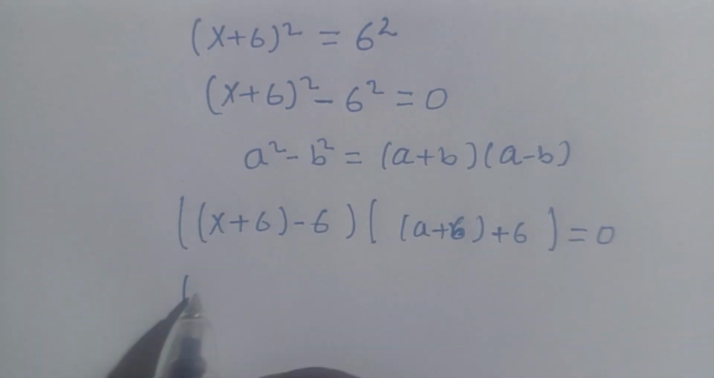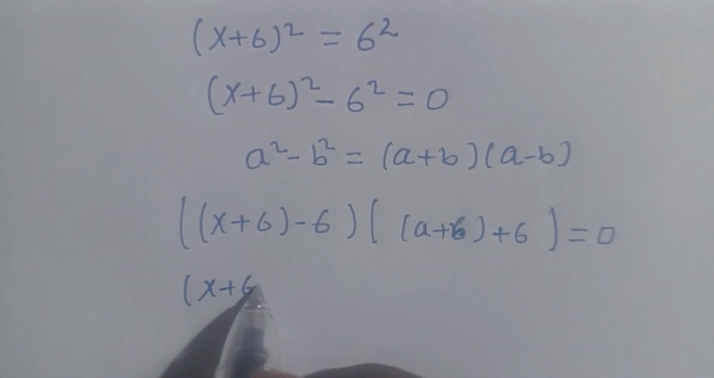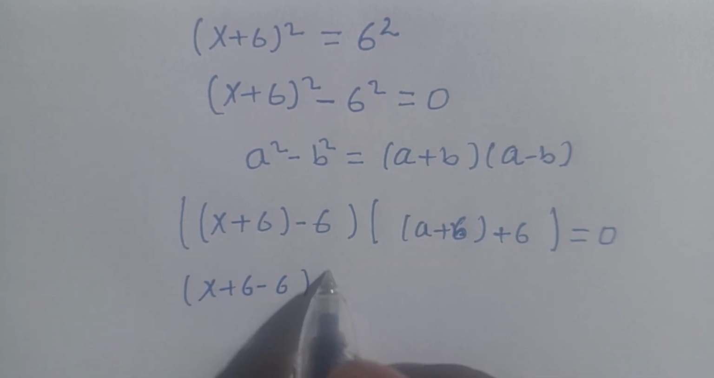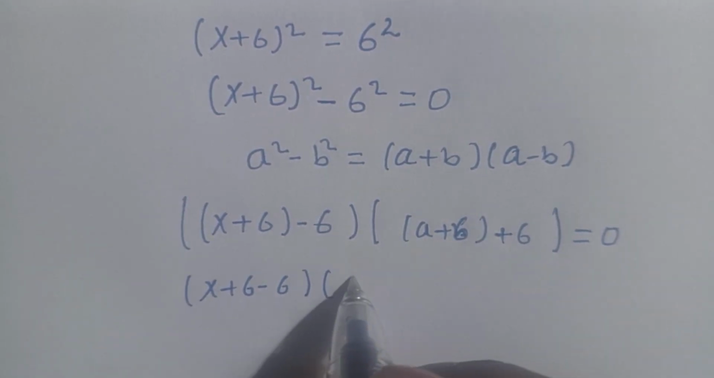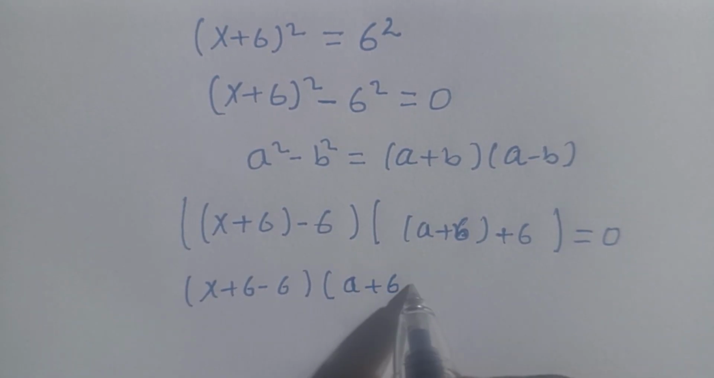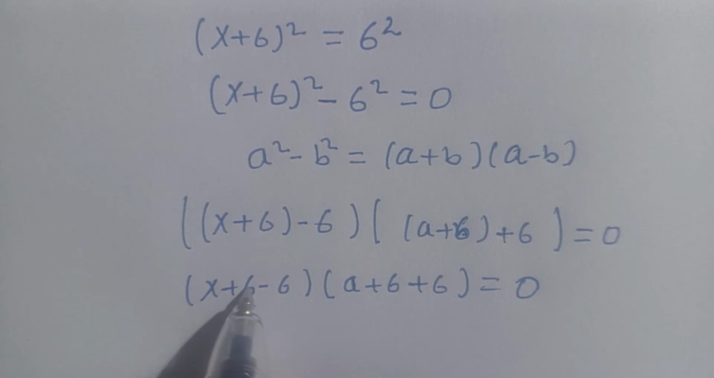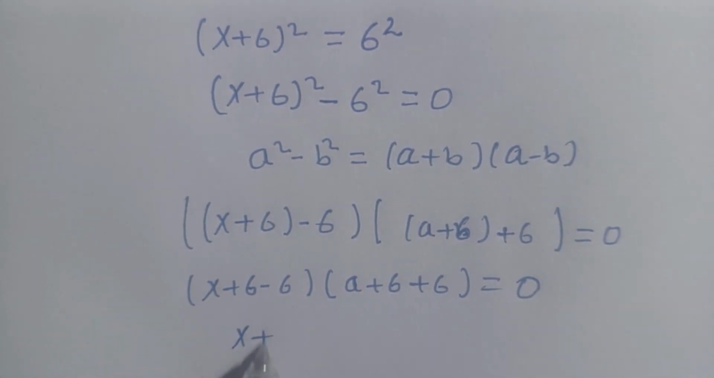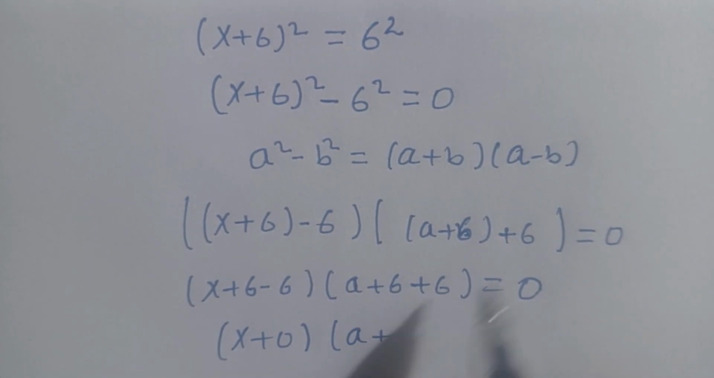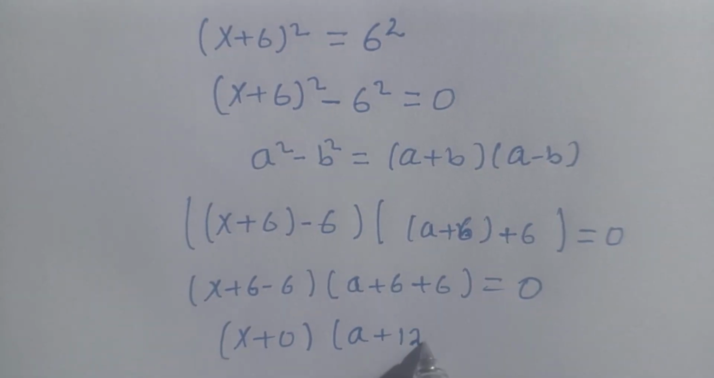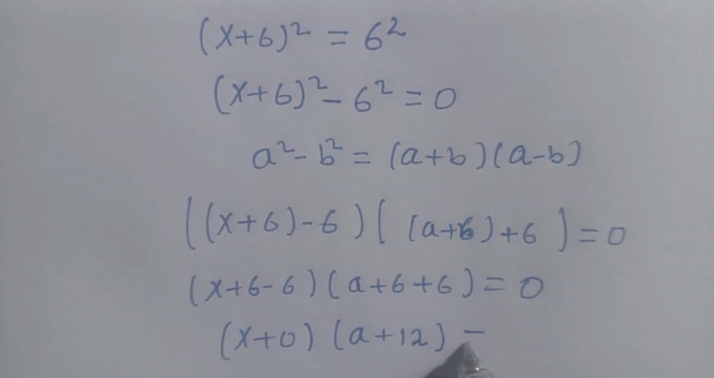This gives us (x + 6 - 6) times (x + 6 + 6) equal to 0. This 6 - 6 is 0, so (x + 0) times (x + 6 + 6, that is 12) equal to 0.